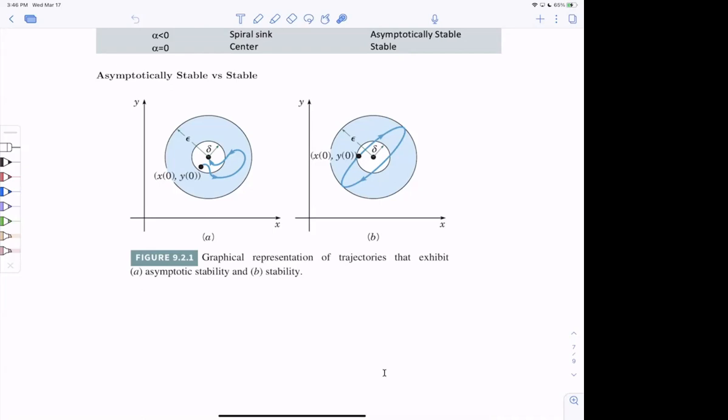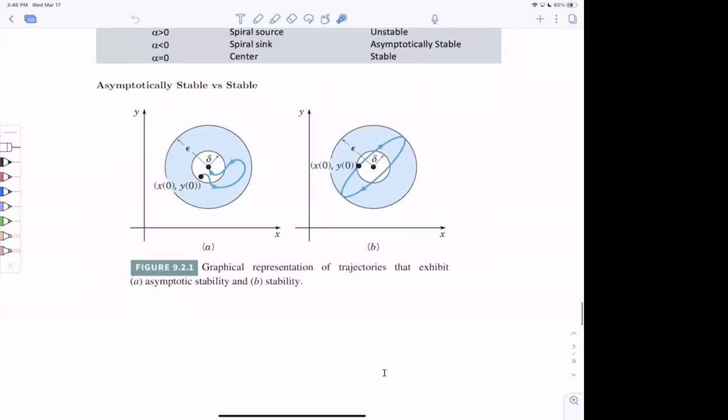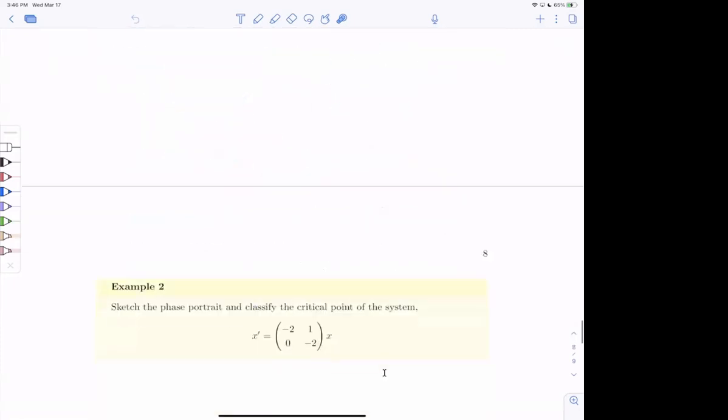So I hope this cleared up everything. But again, you see that this is one kind of stable because it's approaching the critical point, right? So it's also one kind of stable.